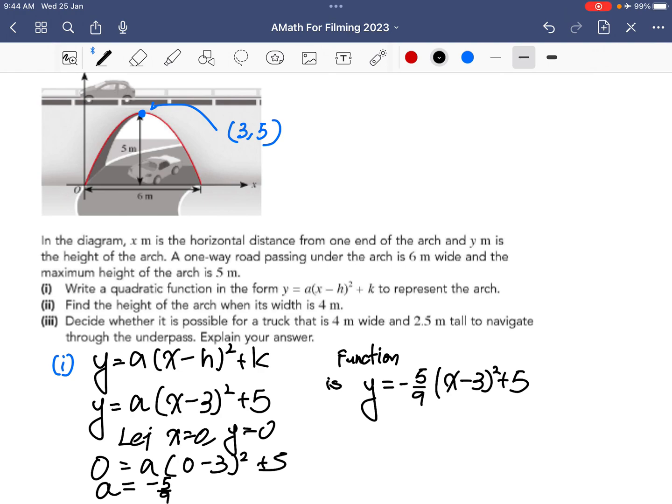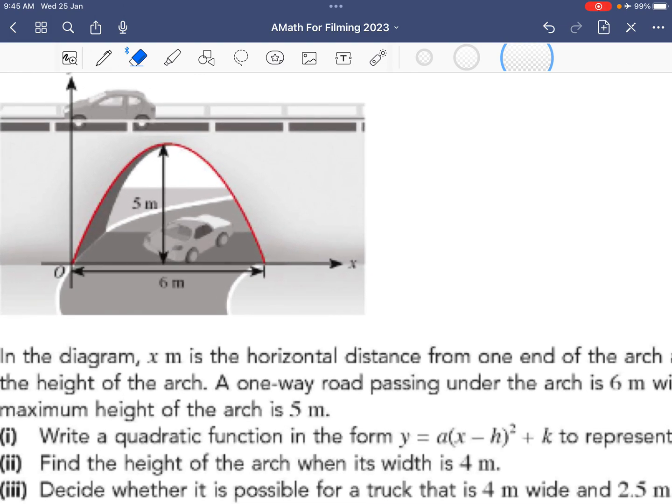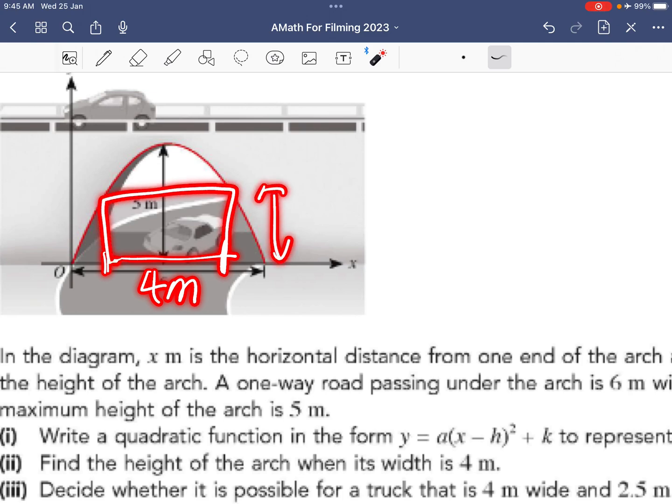Now, find the height of the arch when the width is 4 meters. Okay, again, width is 4 meters. What does this imply? Let me just erase everything. When the width is 4 meters, it means that I have something like this, that is 4 meters. So at 4 meters, the width, I want to find the height here. What can I do here?